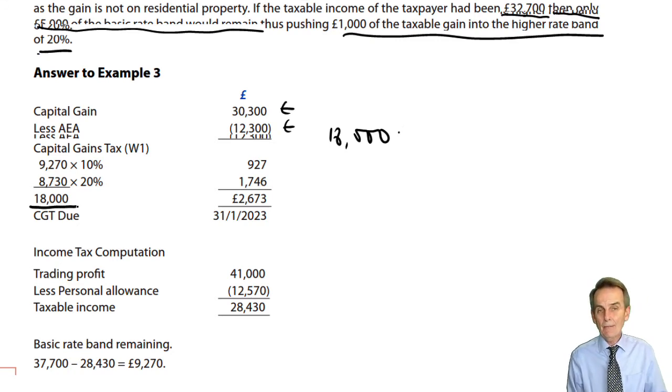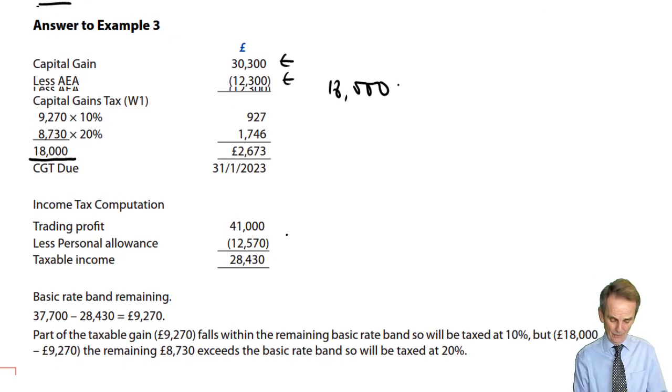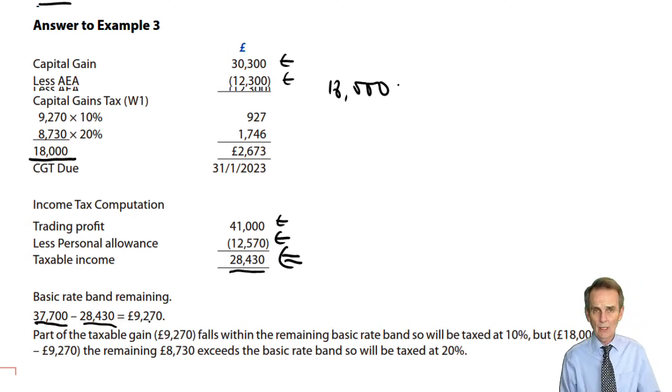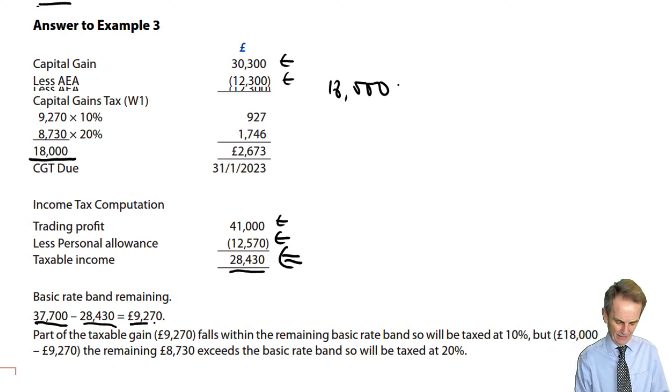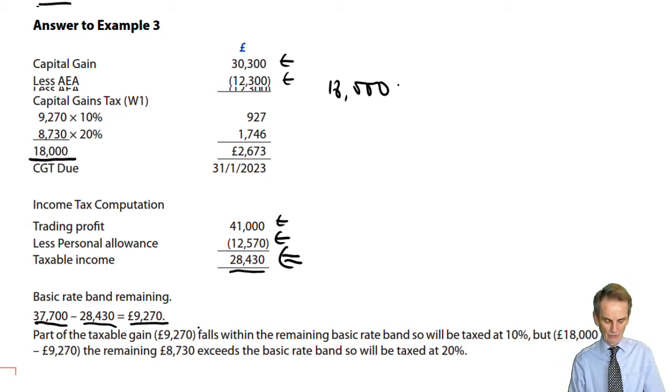Right. How much of that is going to fall into the basic rate band, and will any of it fall into the higher rate band? Well, yes, because we've got a much bigger figure than example 2, we end up with taxable income, having taken the personal allowance away from the trading profit figure, a taxable income of 28,430. That therefore means that 37,700 the basic rate band, 28,430 of it used in our income tax computation, it leaves just £9,270 of that basic rate band remaining.